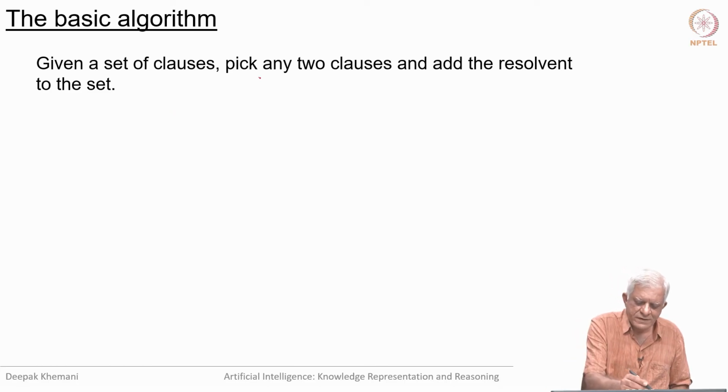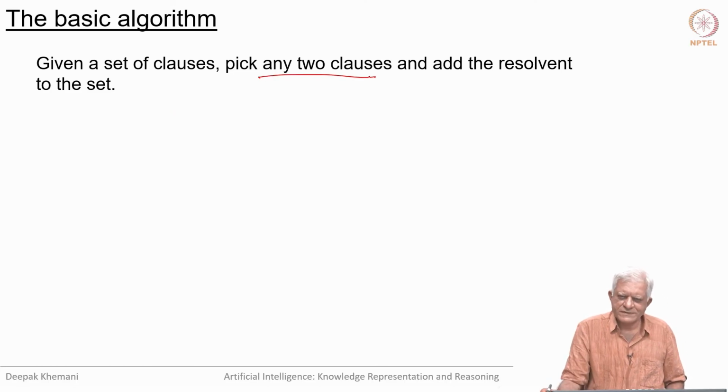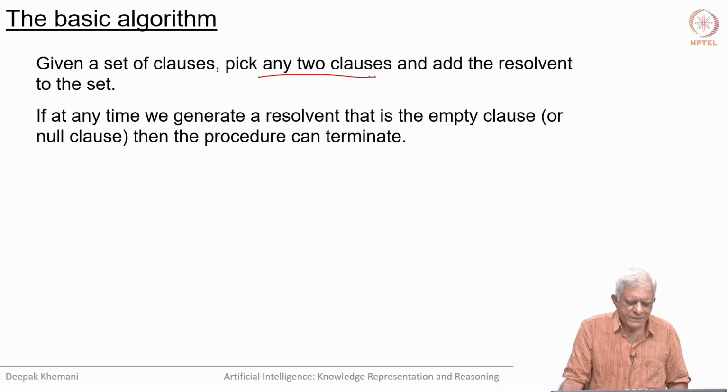Which two clauses? At some point we will try to discuss that, but basically our goal would be to add smaller and smaller clauses, as we will see, and we will look for strategies which do that essentially. If at any time we generate a resolvent that is an empty clause, which means it is nothing. How can we generate an empty clause?